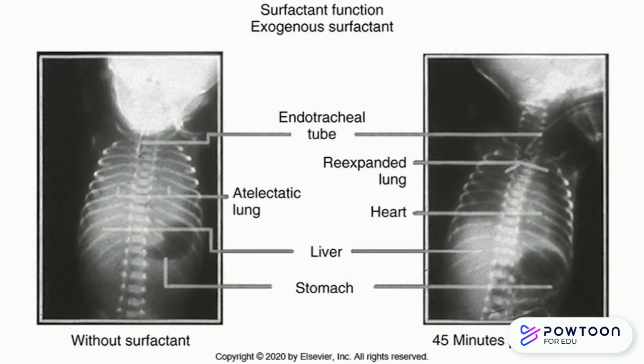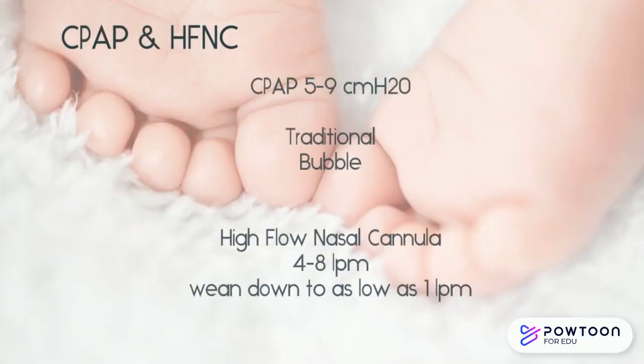Speaking of surfactant, you'll want to be familiar with the dosing for Infisurf and Curasurf. CPAP may be used at 5 to 9 centimeters of water pressure via a traditional CPAP or bubble CPAP. We may also use the high-flow nasal cannula at 4 to 8 liters per minute and wean down the flow as needed when the baby improves.